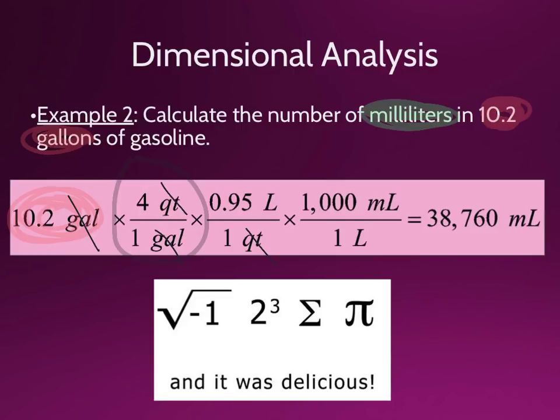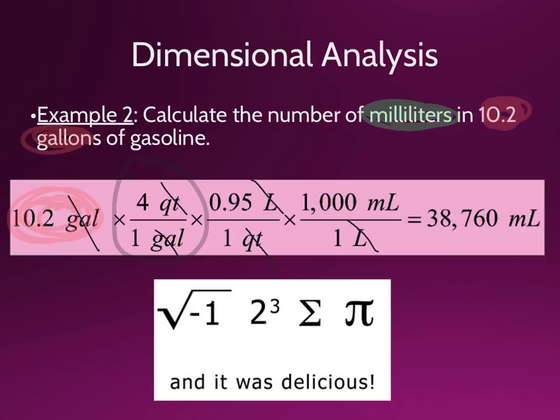Quarts has to be on the bottom so it can cancel. Now we are in liters. One conversion that you will need to memorize, and we'll get to which ones you need to memorize in a little bit, is that there are 1,000 milliliters in 1 liter. 1 liter cancels, 1,000 on top.